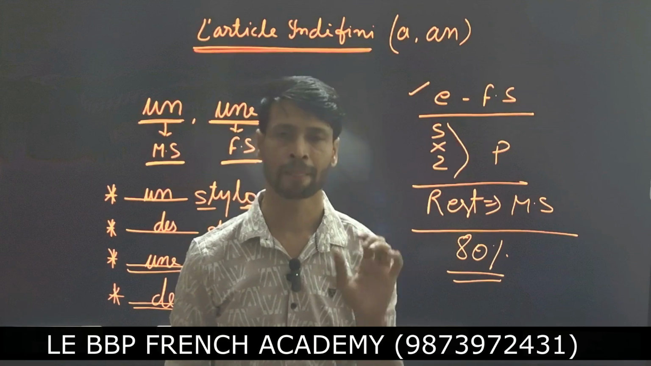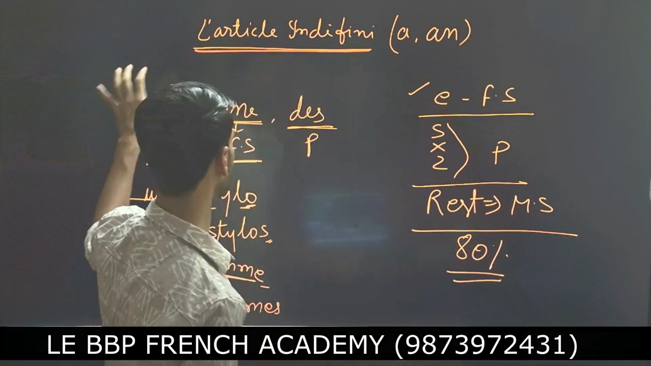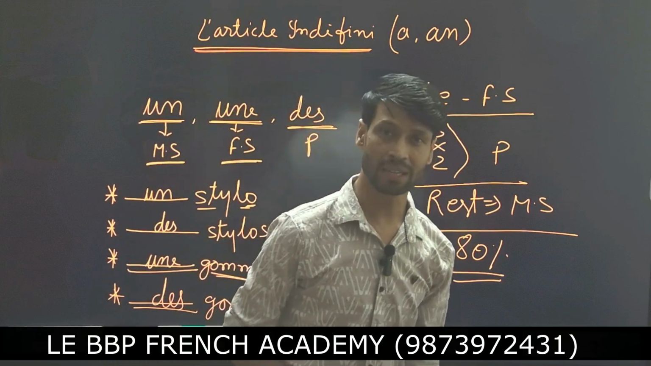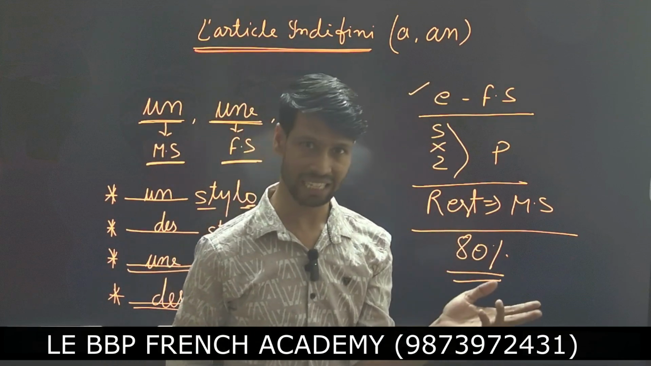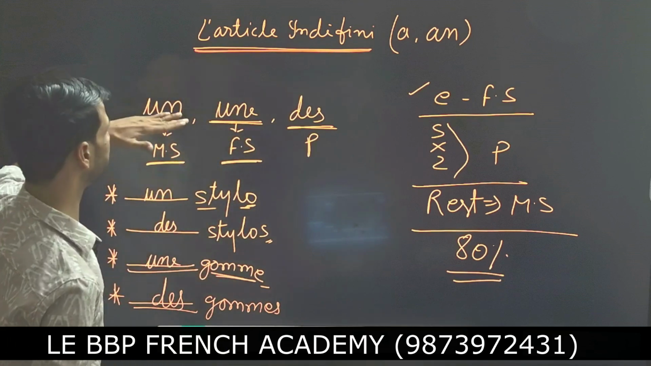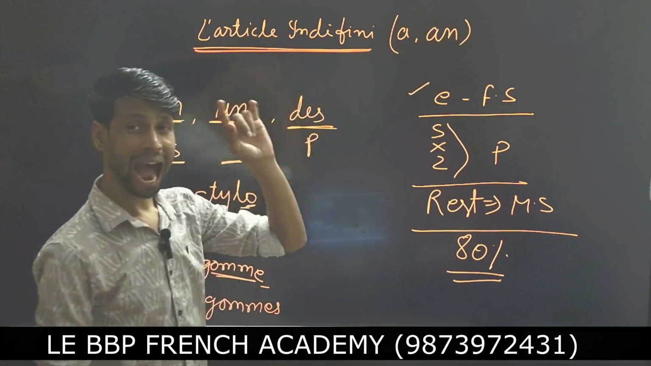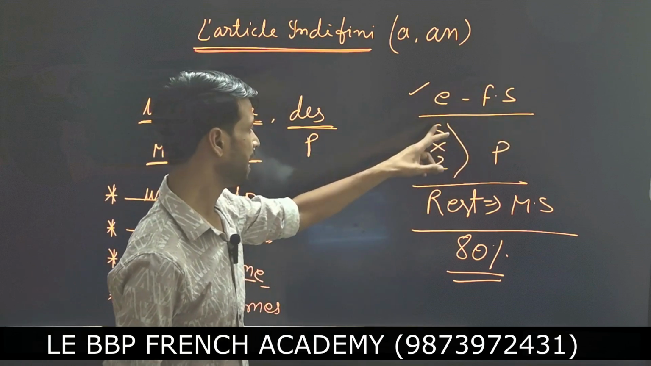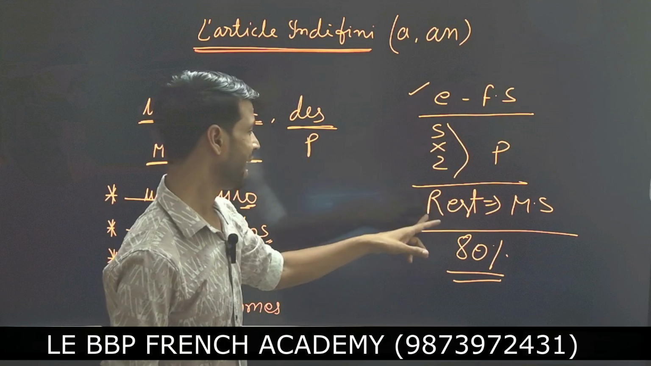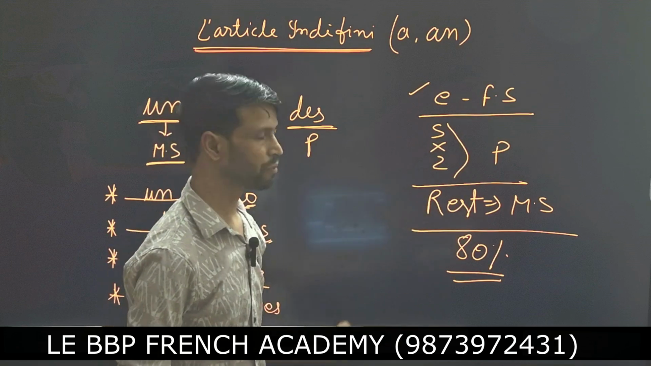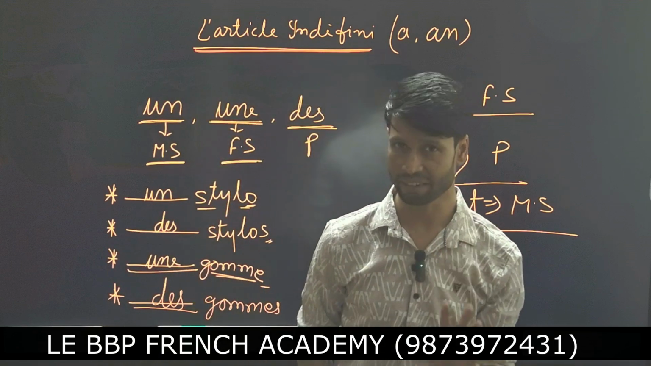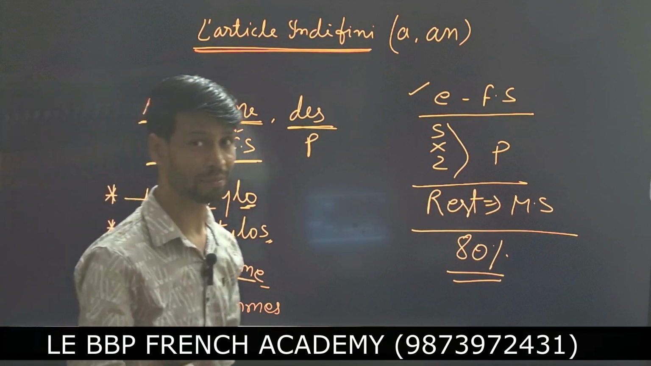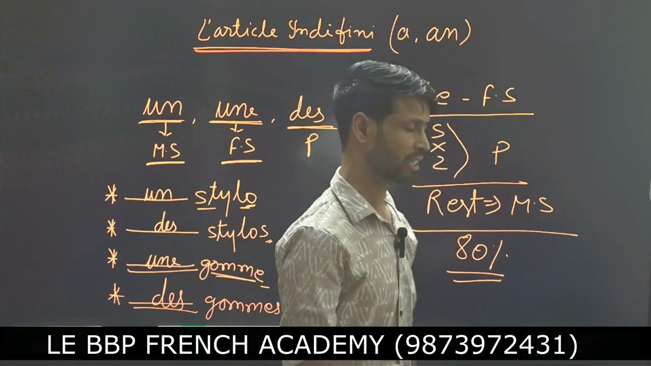Be careful. That's why I'm talking about the first article, l'article indéfini. What is the meaning? A or an in English. Why do we use it? Only for that. How can I recognize? If ending with e, feminine singular; s, x, z, plural; and the rest masculine singular. But this is only for 80%, and 20% are exceptions. Okay, and now these are the examples. I'll give you some examples.